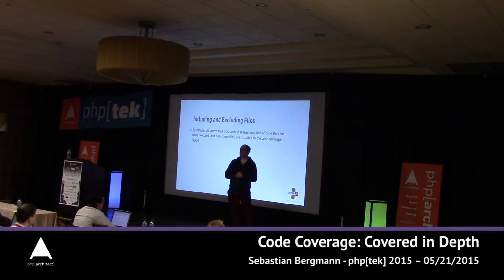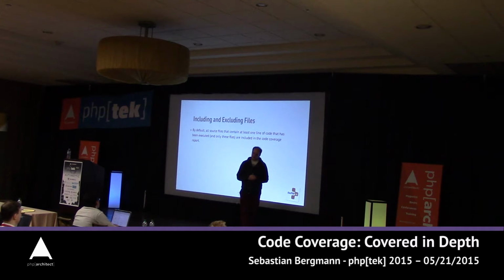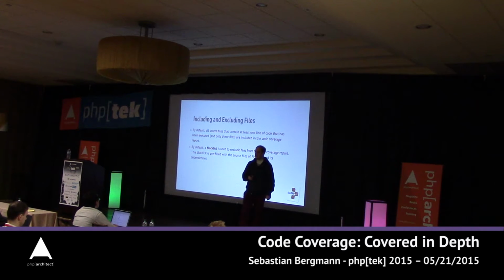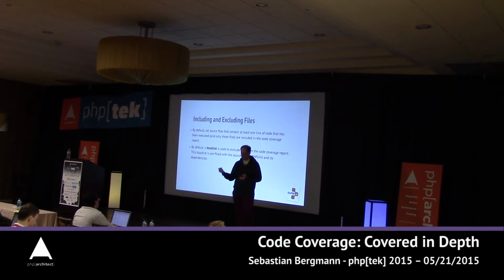Of course, that would also include the source code files of PHPUnit and its dependencies, which you are not interested in. And it also includes the source code files of your libraries or frameworks that you are using in your application, and you're also not interested in code coverage for those. That's why you can configure which source code files show up. By default, a blacklist is used to exclude files from the code coverage report that belong to PHPUnit, for instance. This blacklist is pre-filled with PHPUnit's own source code files and the source code files of PHPUnit's dependencies.